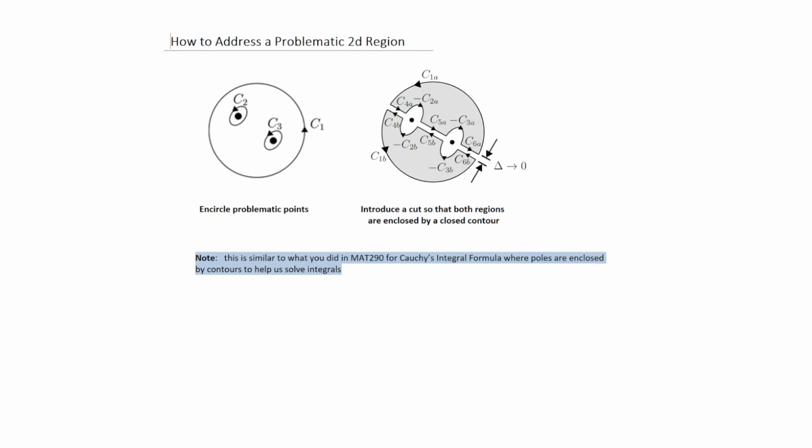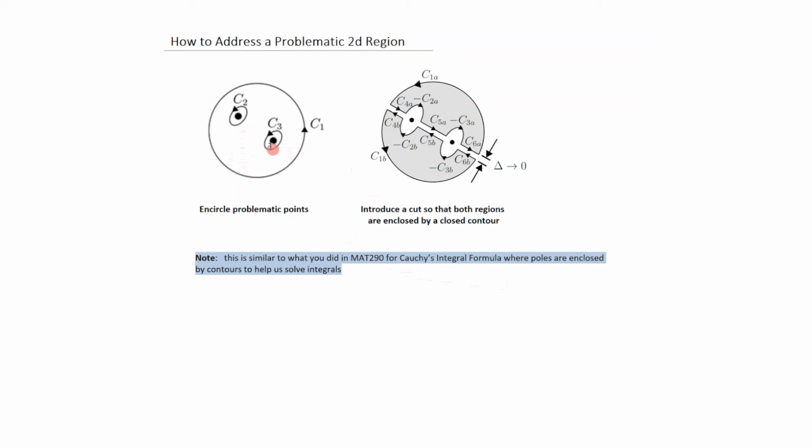All right, how do we address a problematic 2D region? For instance, you might have 2 points here where the field doesn't exist, right? No limit. And so we cannot integrate over a region. The simplest thing to do is avoid it. So what we've done is put 2 closed contours, one closed contour here around this point and one around this point.